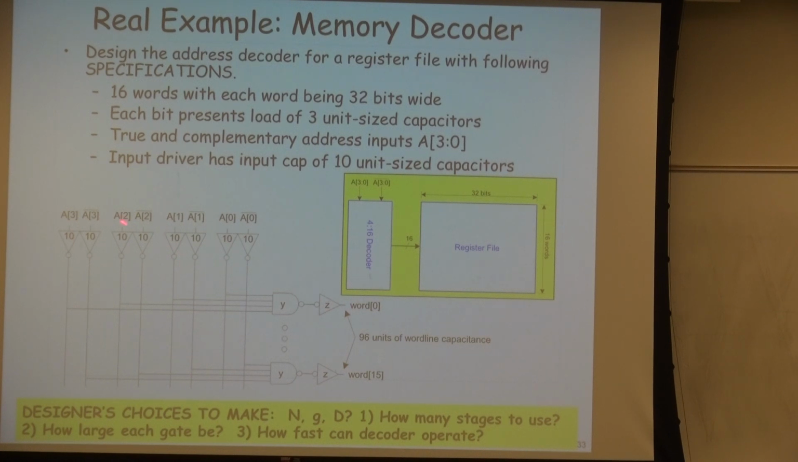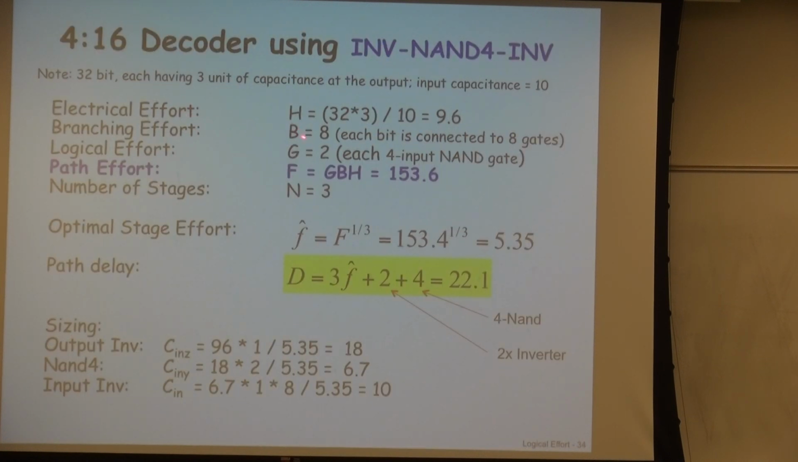Each of these lines is going to half of this. So there are 16 of them. There are 8 lines over here, and each NAND gate takes 4. So the branching effort on each of these lines is 8. So that's what we write over here. Branching effort is 8.